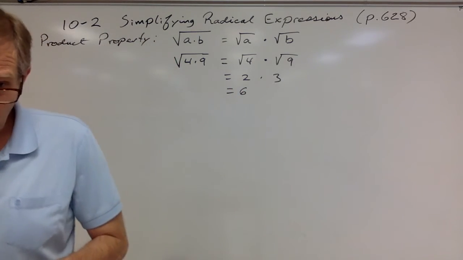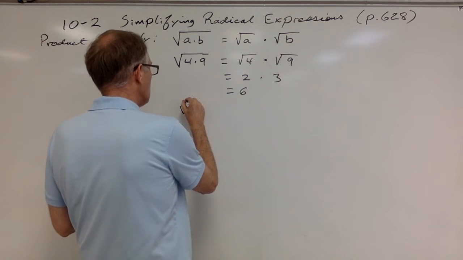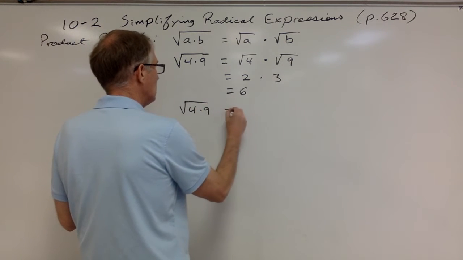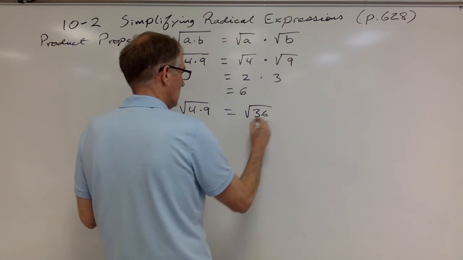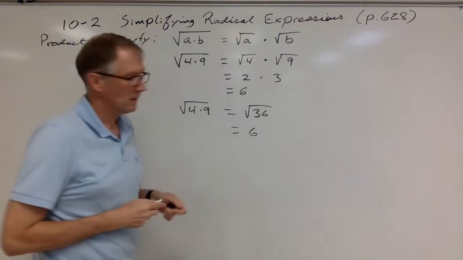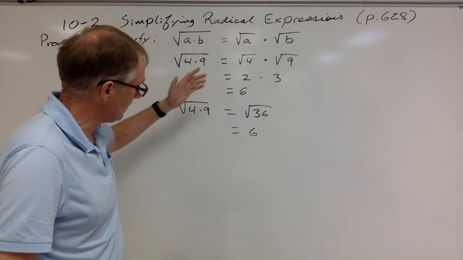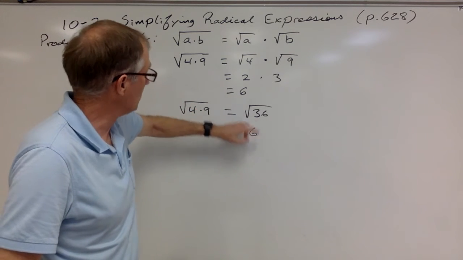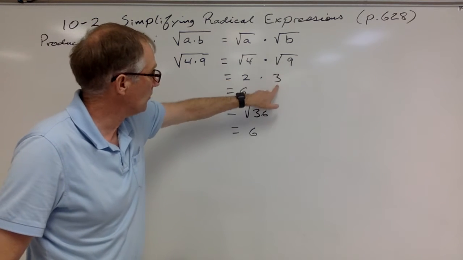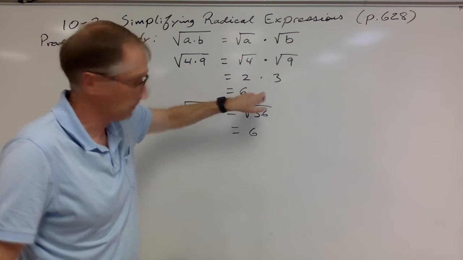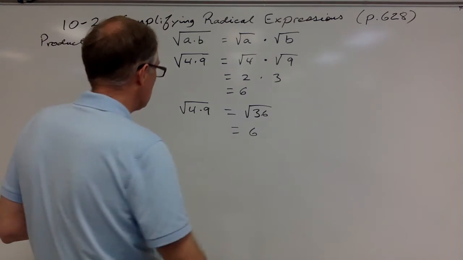And that is not going to shock you, because you also know that the square root of 4 times 9, well, 4 times 9 is 36, so the square root of 36, which of course equals 6. That's just to make the point that this is true. So the square root of 4, which is 2, times the square root of 9, which is 3, 2 times 3 is 6. It works.